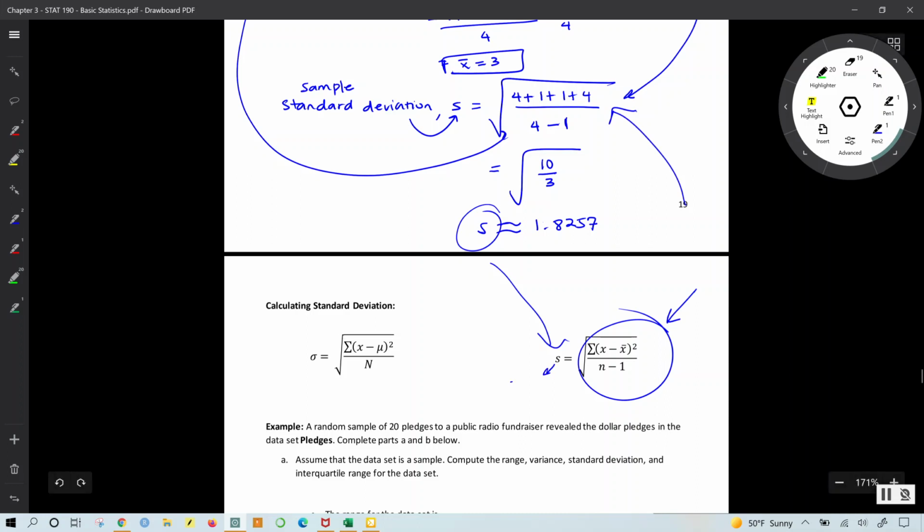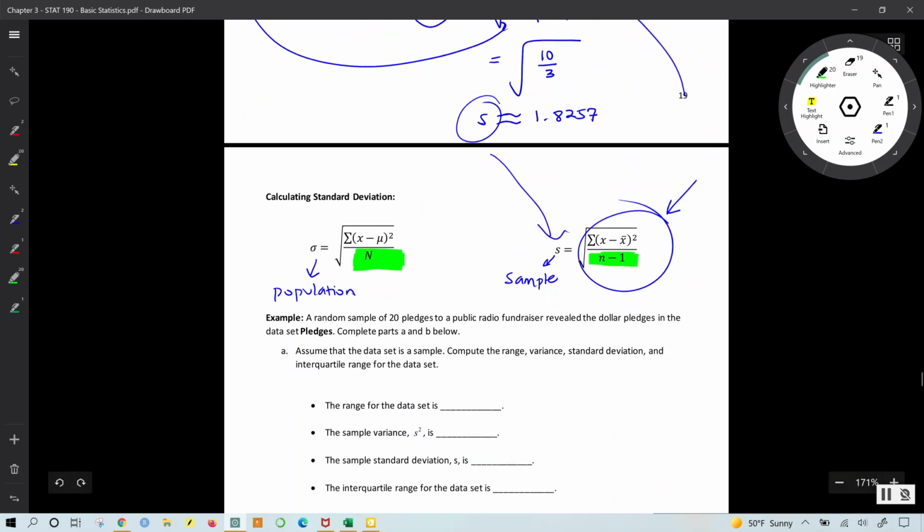Then, if we have a sample standard deviation, we also have a population standard deviation. The key difference being that in the population standard deviation, we do not subtract 1 from the denominator, whereas in the sample standard deviation, we do subtract 1. And that is based on a property known as bias of a statistic. So that will be reserved for a higher class in statistics.